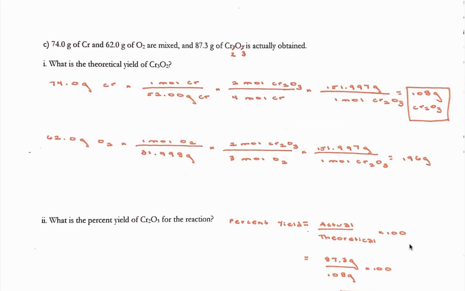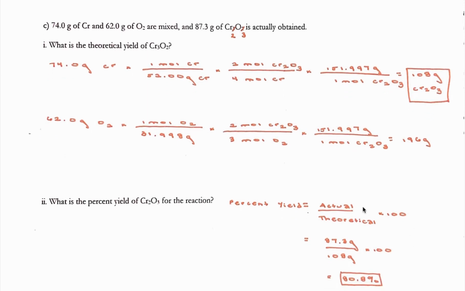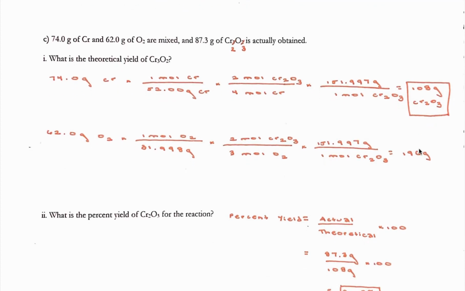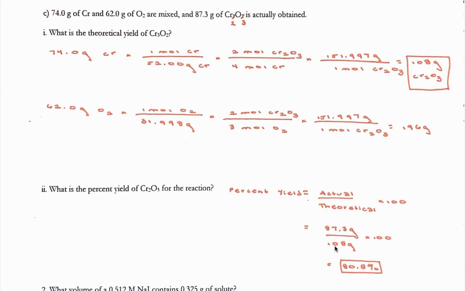For II, it says, what is the percent yield of Cr2O3 for this reaction? So remember, percent yield is your actual divided by your theoretical. Actual is what you actually get in the lab. So I would have to tell you that on a quiz because you're not in a lab. So I tell you at the beginning of the question that 87.3 grams are actually obtained. So you're going to have 87.3 grams on top divided by, theoretically, how much should have been produced? 108 grams. And then you're going to multiply by 100. So 87.3 divided by 108, and I get 80.8%.